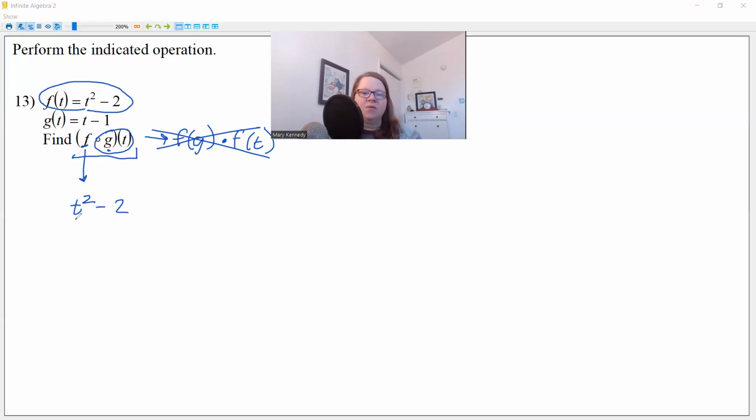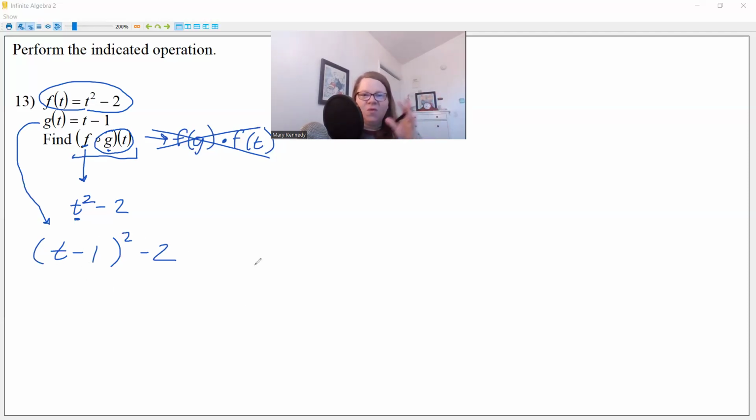Well, that means that it replaces the variable. In this case, there's just one. So for t, I'm going to put a parentheses squared minus 2. So notice that I've substituted that t with this big blank, right? This parentheses and this opening. Okay. And I'm going to go into that blank with whatever g of t is. G of t is t minus 1. So t minus 1. All right. So that squared minus 2.